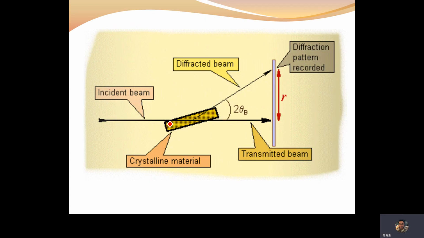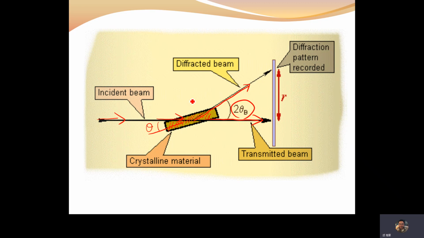Usually we have the sample here. It's our sample. And it's the incident beam, that means the incoming X-ray, and it will bombard the surface. Some of that will transmit, and some of it will reflect. And this is the theta. Here's the 2 theta.